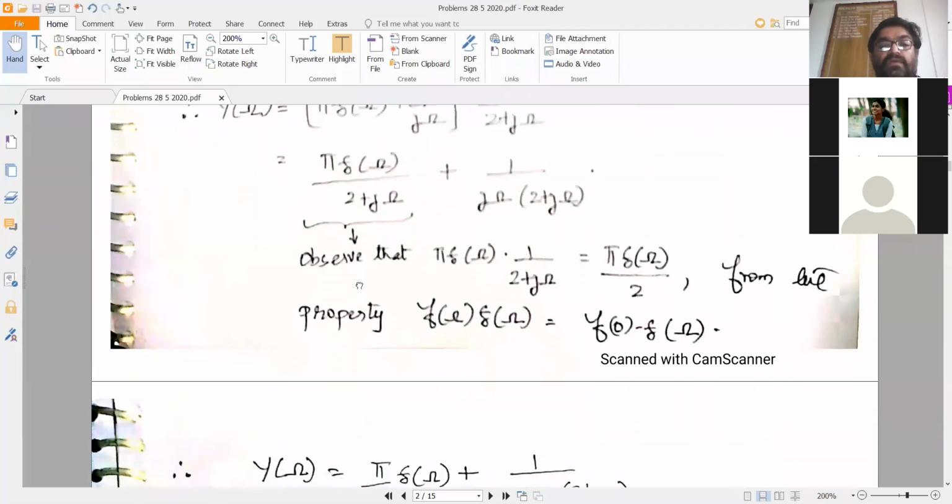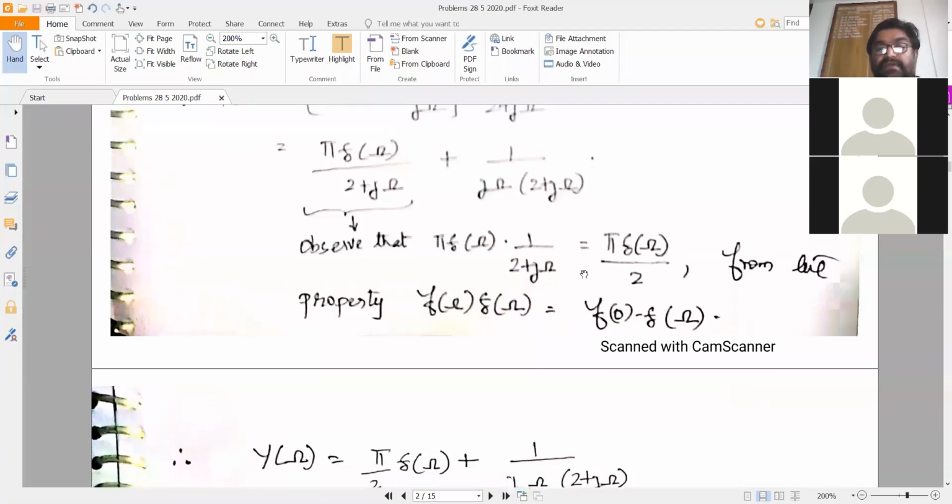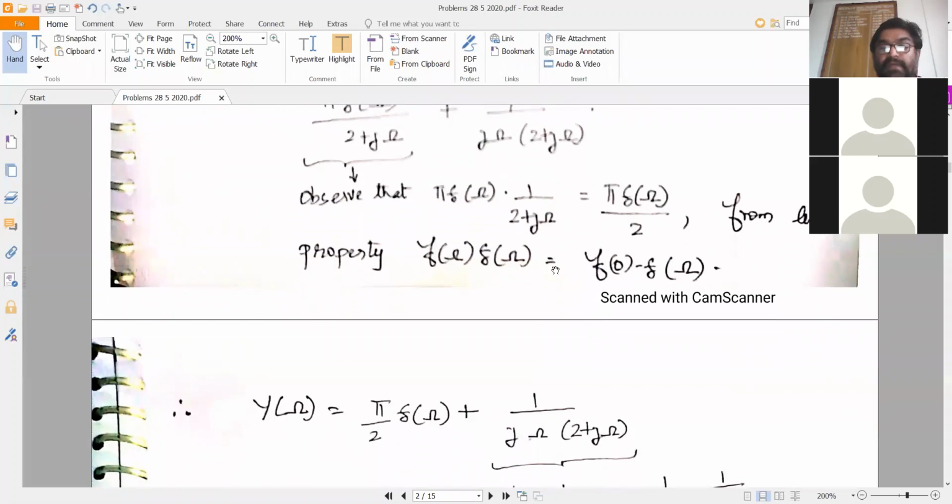Now if you observe that pi delta omega by 2 plus j omega is equal to pi delta omega by 2. Why? Because you have a multiplication of this function by delta of omega. And you have this property of the impulse functions, which you call the shifting property, where you can write f of omega into delta of omega is equal to f of 0 into delta of omega. So which means the impulse function is sampling f of omega at omega equal to 0.